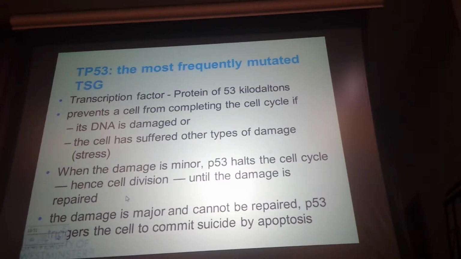There will also be some stress that will come, and again, P53 will tell the cell to stop the cycle, repair the damages, and then restart the process. So when these damages are minor, P53 stops the cell cycle, but if there is really big damage and it cannot be repaired, and that will happen, P53 will trigger the cell to commit suicide by apoptosis.